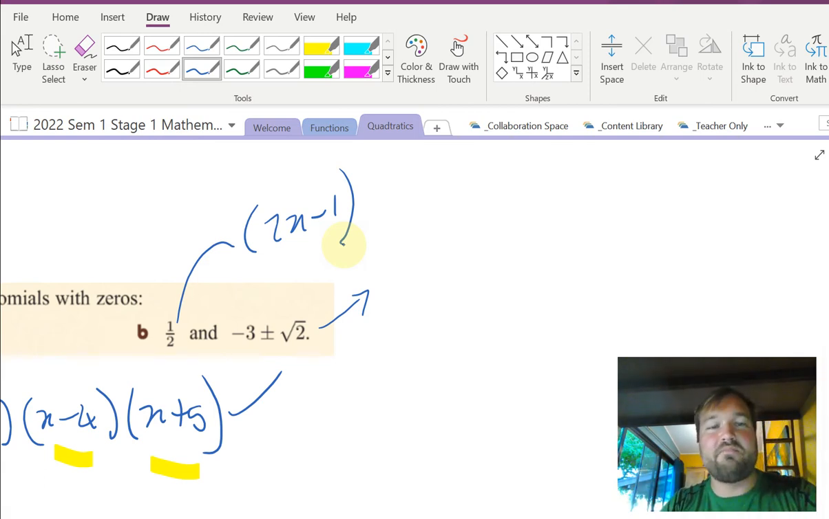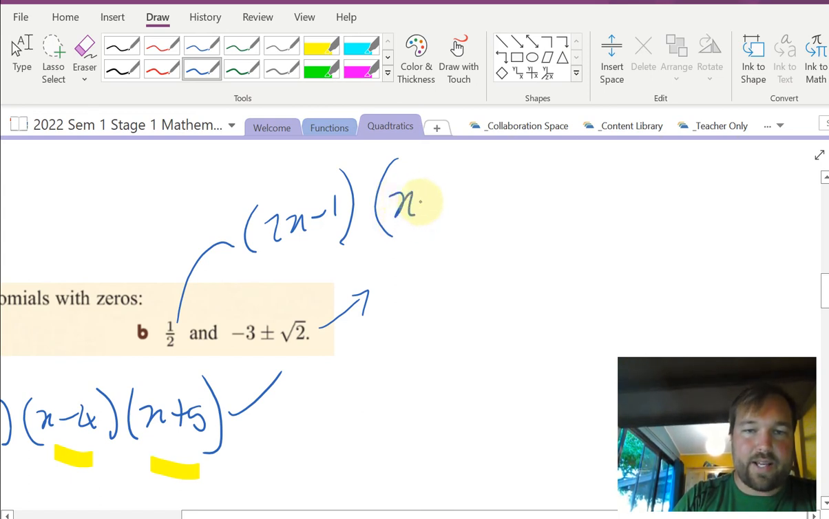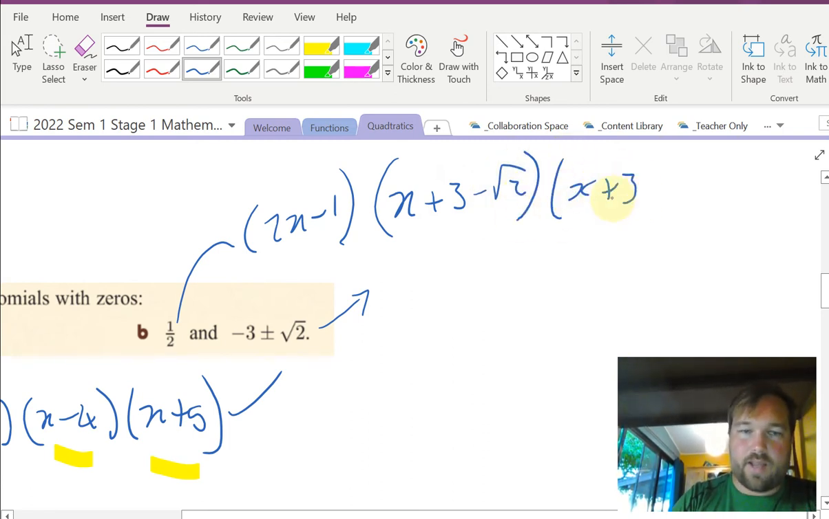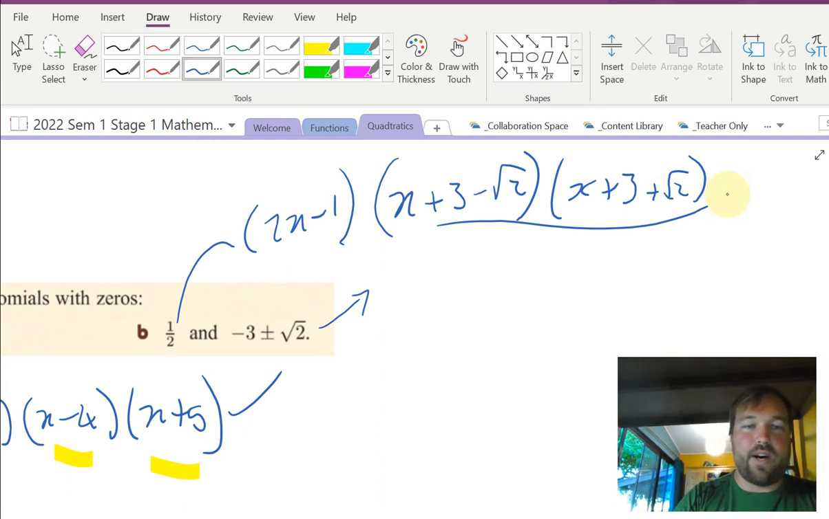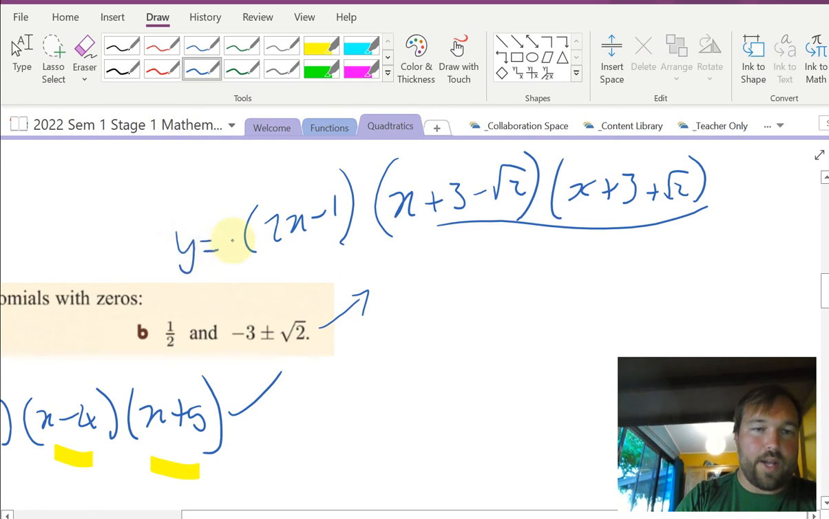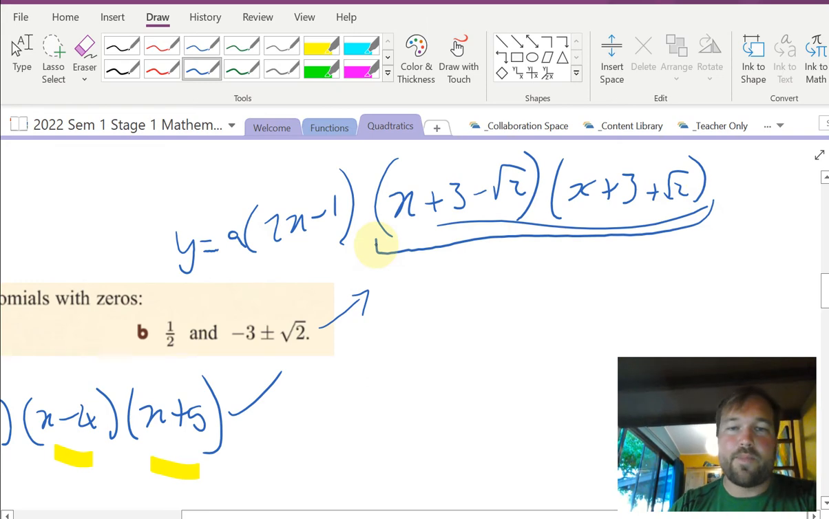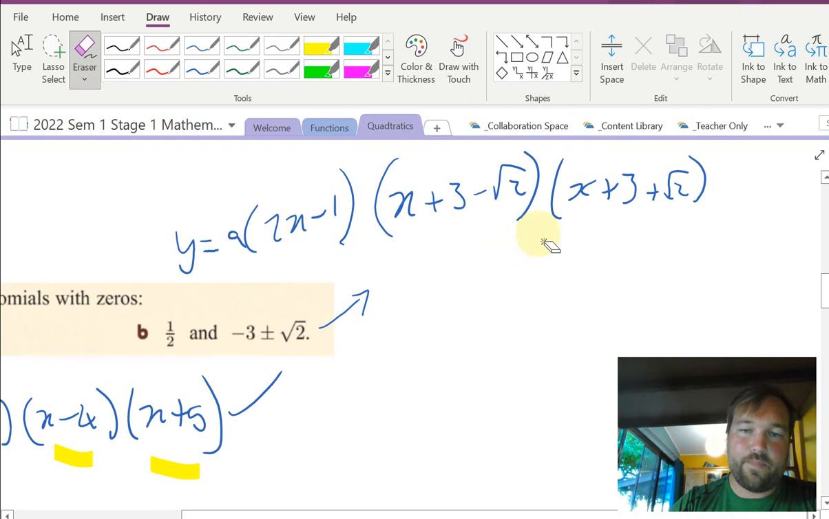I like 2x minus 1. Less fractions is a bit nicer. This, though, is a little nasty. You can think of this as x minus (x plus 3 minus root 2) and x plus 3 plus root 2. Now that doesn't look nice at all. So typically you would at least expand and simplify the first ones. Oh, and yeah, y equals a. You would certainly expand and simplify this ugly pair here. You'll note that in the textbook it does something slightly different for this, but I quite like this setup here.